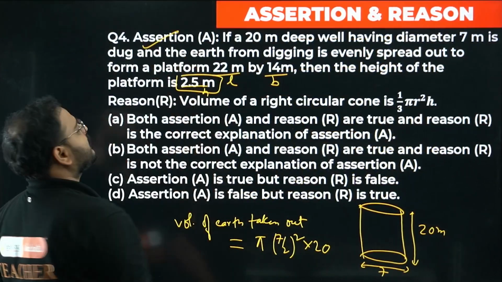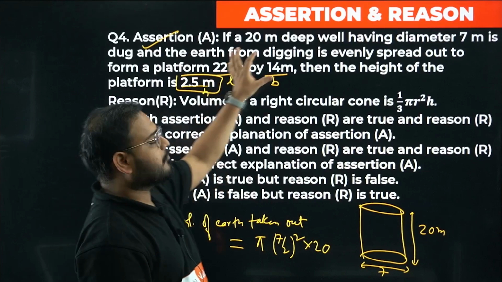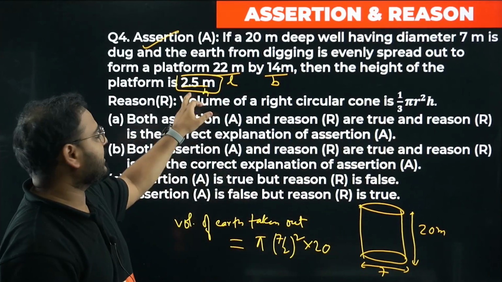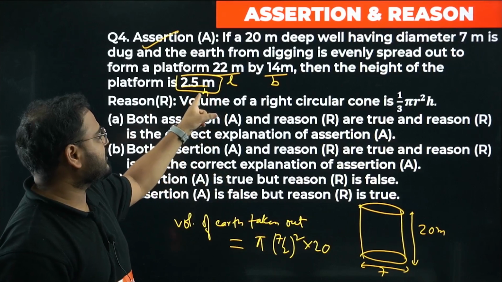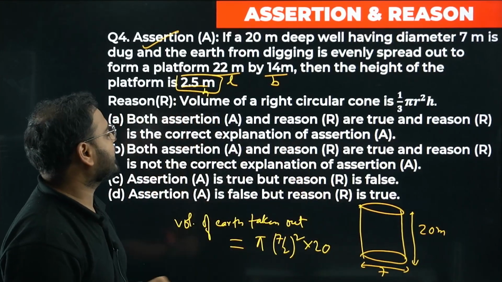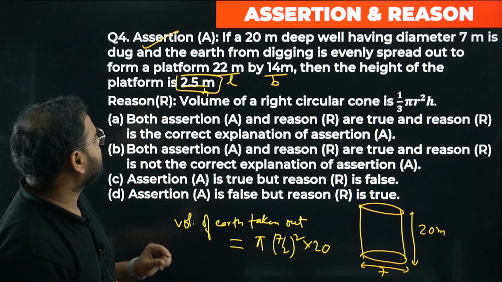The assumption is true. What I did is I used the volume of the well and the volume of the platform to find my height h. I've taken this as a number h, and I got h as 2.5. It means it is correct. So the assumption is true.